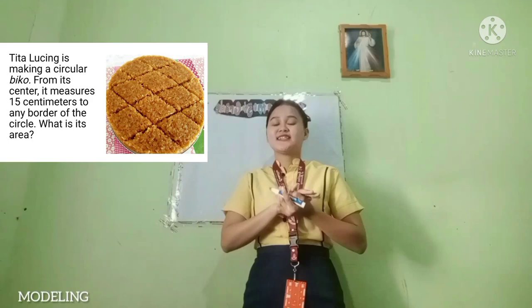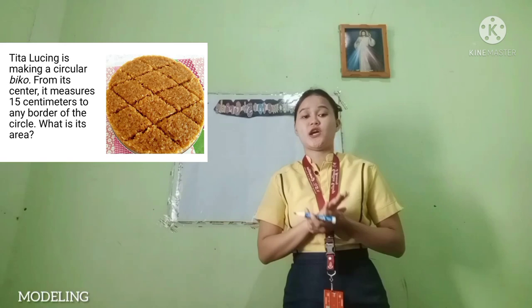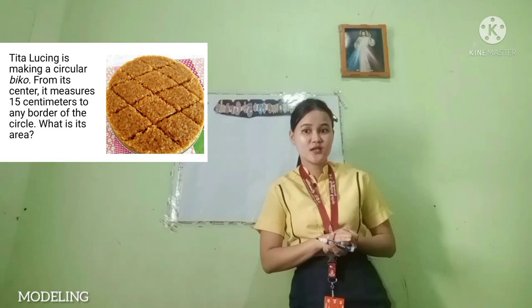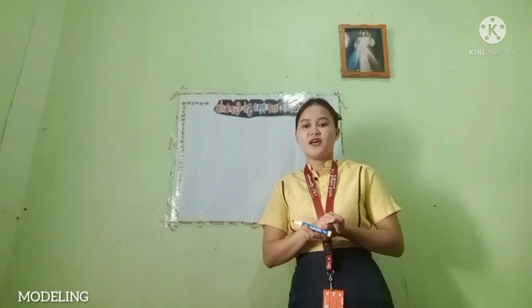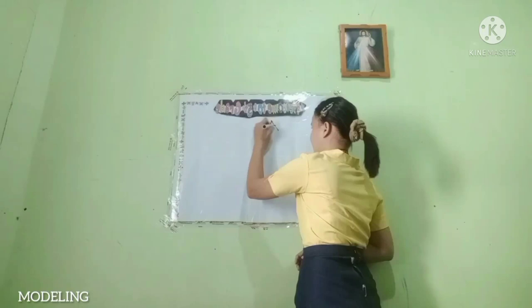So, everybody read. Tita Lucing is making a circular biko. From its center, it measures 15 centimeters to any border of the circle. What is its area? So, what is she planning to bake? Yes, biko. So, what is the radius of the circle? It is 15 centimeters. So, now we have to find the area of a circle. So, step 1 is, we are going to write the formula. A is equal to pi r squared.